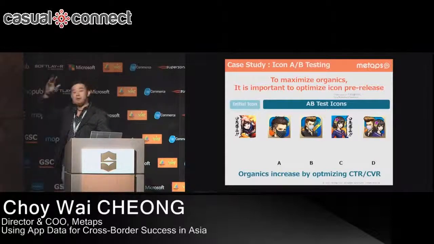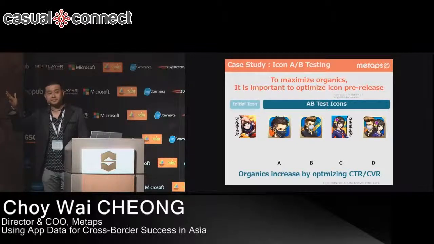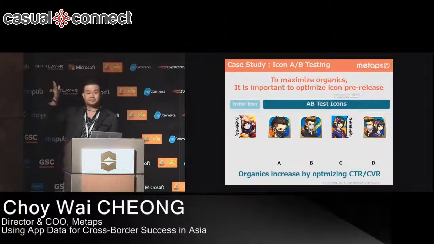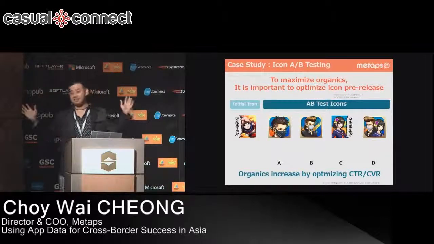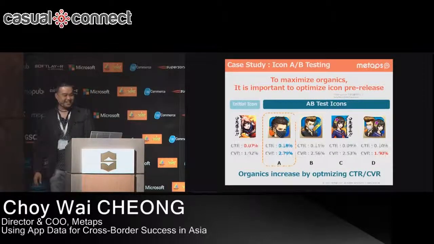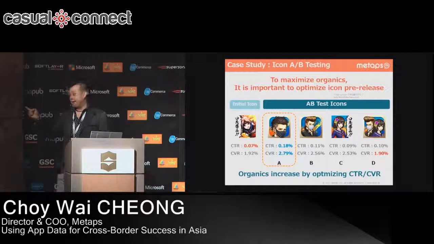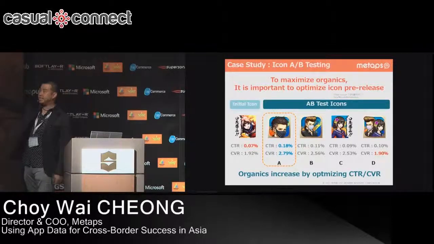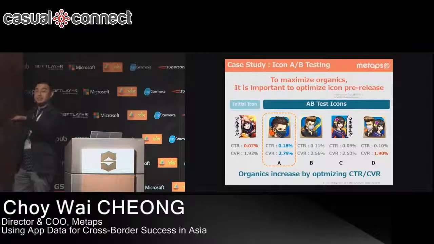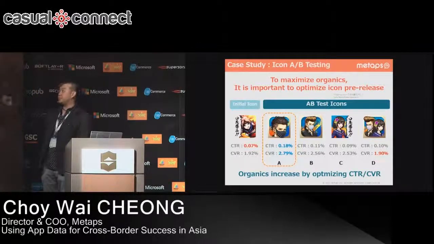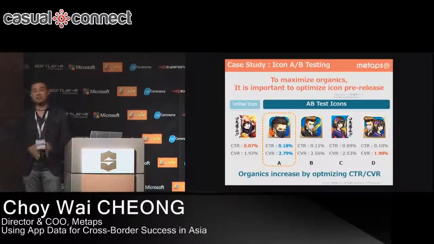All right, and how about icon C? Icon B? Icon A? All right, some of you feel none of them. So the answer is actually icon A. In the initial icon, you have a CTR of 0.07% and a CVR of 1.92. But with icon A, just changing the icon alone, you could see a huge increase in your CTR and CVR.